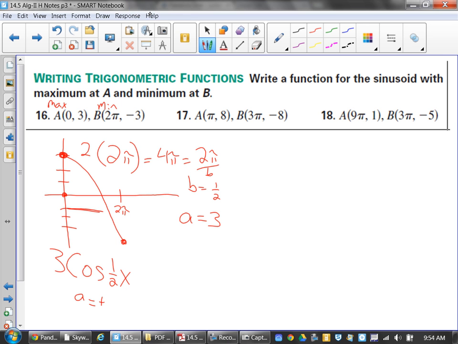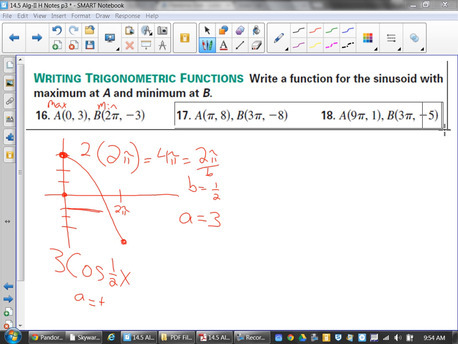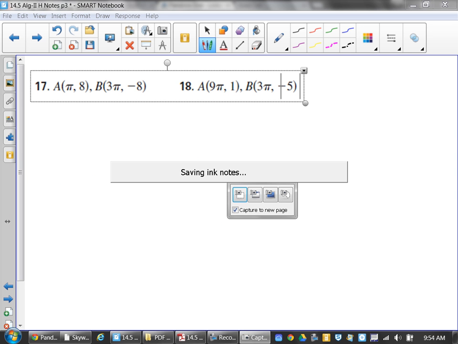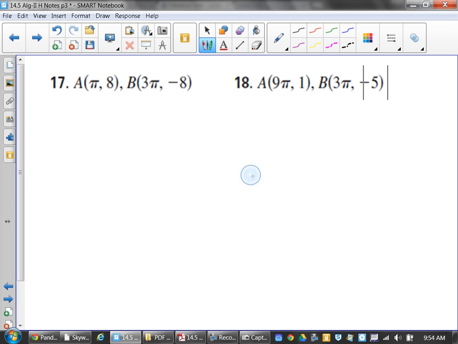I want to talk about what to expect on the test for tomorrow. On 17, is there a vertical shift? Why is there not a vertical shift? Because it's the equal distance between the. Okay, because they have the same absolute value. They have the same absolute value, okay?